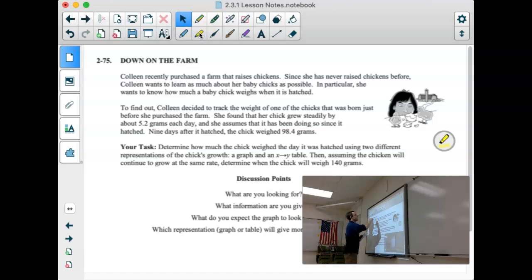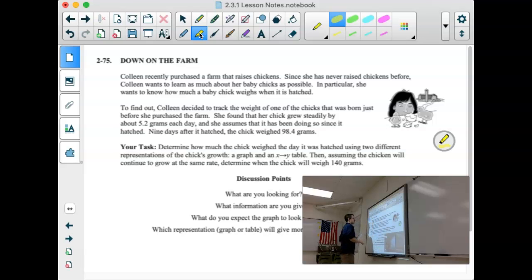That sounds like a pretty important number to me, so I'm going to highlight that. Her chick grew steadily by 5.2 grams every day, and she assumes that it has been doing so since it hatched. So we're assuming that it's always growing by 5.2 grams. Nine days after it hatched, the chick weighed 98.4 grams. Again, that seems like a pretty important sentence right there. Nine days after it hatched, that chick weighed 98.4 grams.